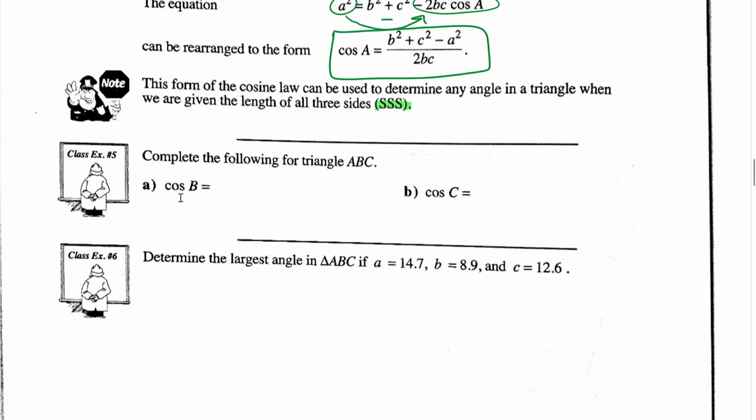So for cosine of B, the equivalent form of that would be c squared plus a squared, so the two other sides squared, minus b squared, all over 2ca. And if you're looking for cosine of capital C, that's going to be the other two sides. So that's going to be a squared plus b squared minus c squared all over 2ab. So let's see how that plays out in the next example.